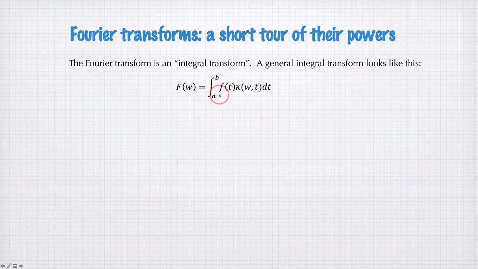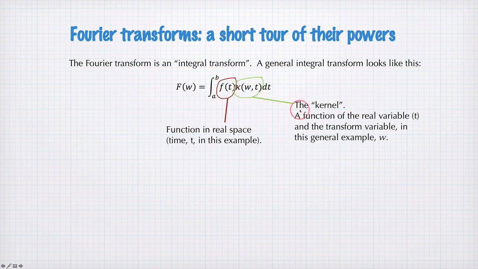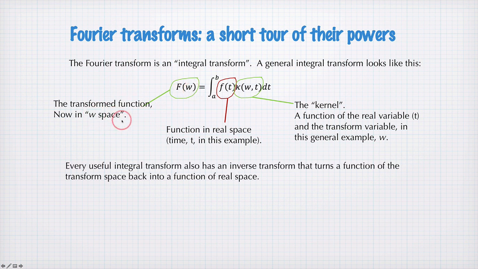We have some function of real space, and in this example here I've chosen the t for the variable time. Then we have something called the kernel, and the kernel is a function of the real variable, t for time, and some transform variable. In this example I've chosen w as our generic transform variable. Then we integrate, and what we end up with is the transformed function. When we integrate over t, the t goes away, and so the function over here will just be a function of w, and it's now in w space.